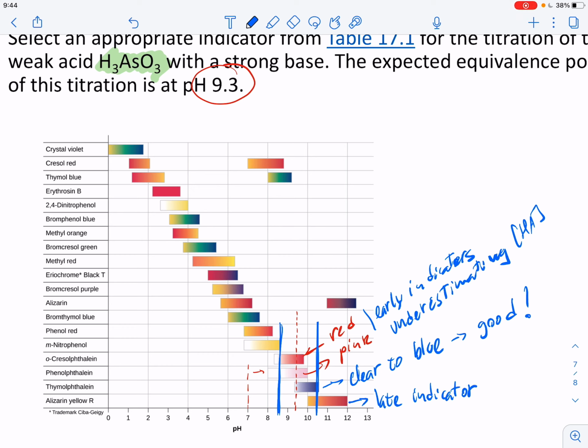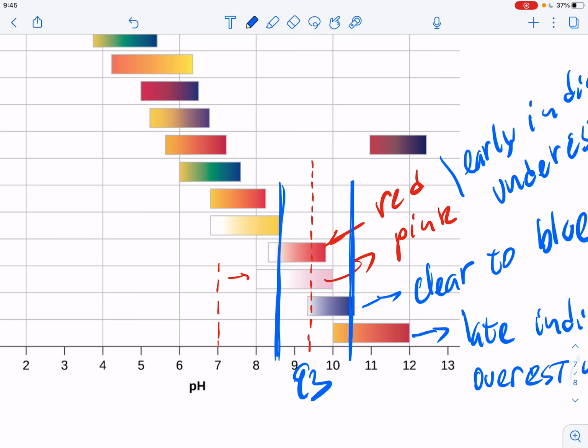Okay, and it's a late indicator because you will be overestimating the concentration of your acid. Why are you overestimating the concentration of the acid? Because you will not see a color change way before you are past the equivalence point. Okay, so you're gonna reach the equivalence point here at 9.3. Okay, and the indicator is gonna be yellow. You are past 9.3, and then the indicator goes to red, but at that point it's already too late.